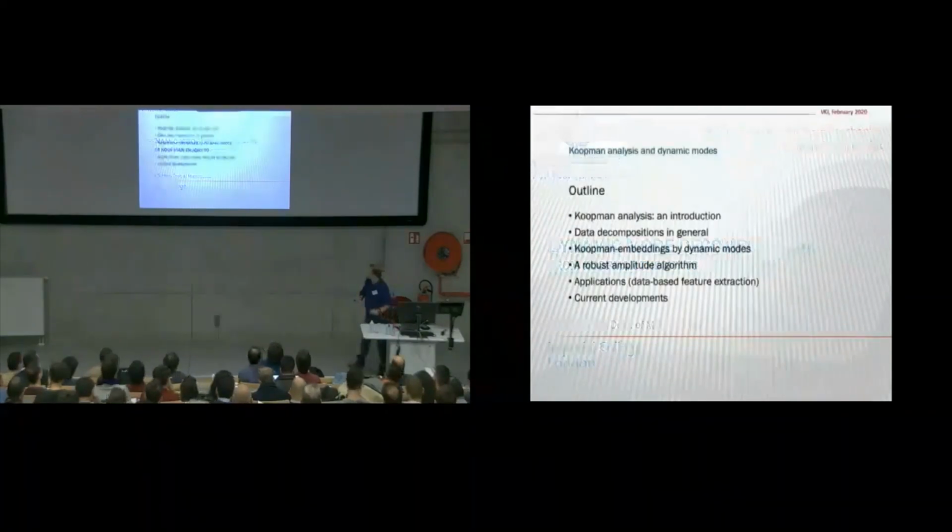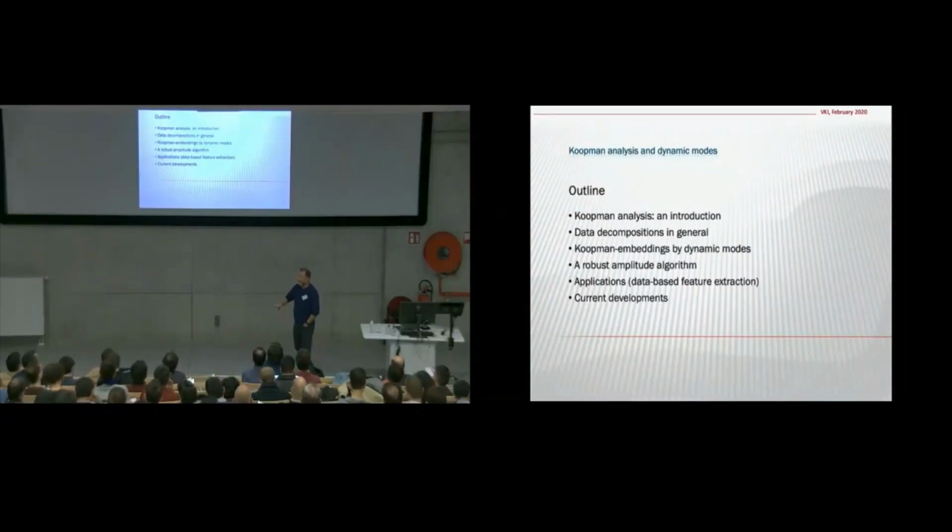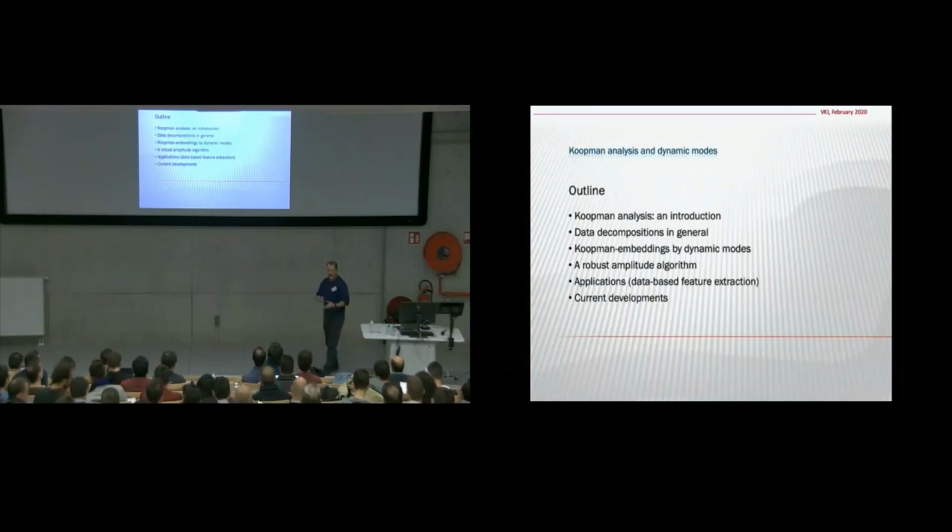All right, so quick outline. As I said, I'm going to start with Koopman analysis. Very brief introduction, just the idea. There could be a talk about Koopman all by itself. Then I'm going to go right into data decompositions in general, how to decompose data. We already saw from Scott one way of decomposing data. So I'm going to juxtapose that one to the dynamic mode decomposition, see what is in common and what is very specific to the dynamic mode decomposition.